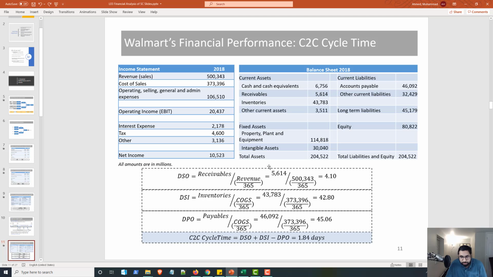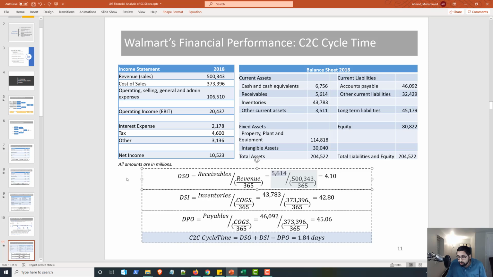So let's do an example. Days sales outstanding, or receivable days, are going to be receivables from the balance sheet right here, divided by sales per day. This is sales over a whole year, so we take the entire year's sales divided by 365 first, and then we do the second division, the 5614 over whatever sales per day we get, and we get 4.1. So on average, Walmart gives credit for 4 days to customers.